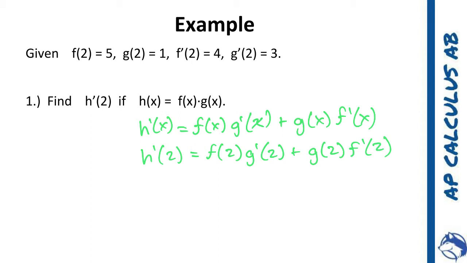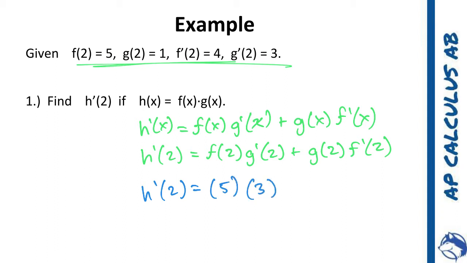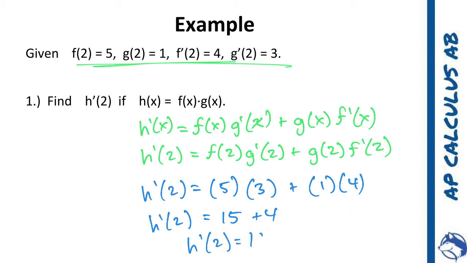And what's nice about this problem is they give us all of those up there. So all I have to do is just plug in the pieces. So h prime of 2 is equal to f of 2, which is 5, g prime of 2, which is 3, plus g of 2, which is 1, and f prime of 2, which is 4. So h prime of 2 is equal to 15 plus 4. h prime of 2 is equal to 19.